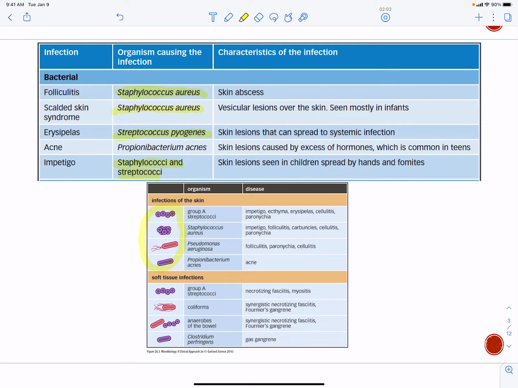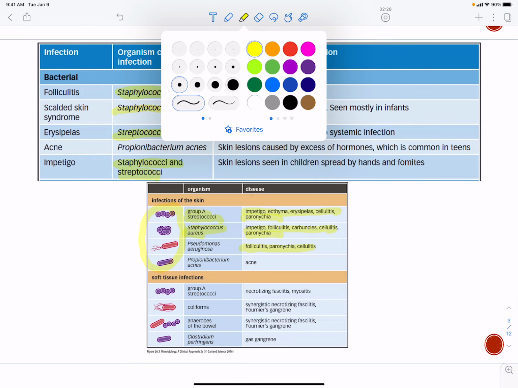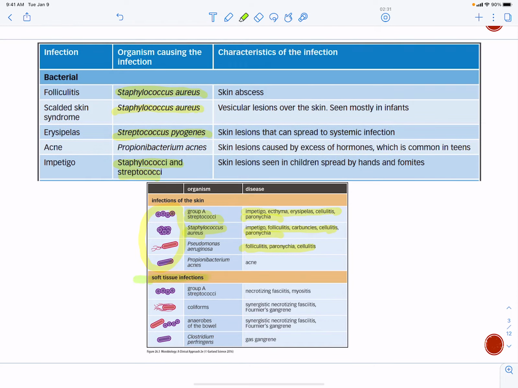So if you look at group A strep, with infections of the skin, this can cause a lot of different presentations, as can staph. Pseudomonas aeruginosa is also able to cause some skin infections, and it is associated with hot tub infections, as we'll discuss. And then we have our soft tissue infections, and these are a bit more serious because they're actually entering into your body. And so this can be necrotizing fasciitis.